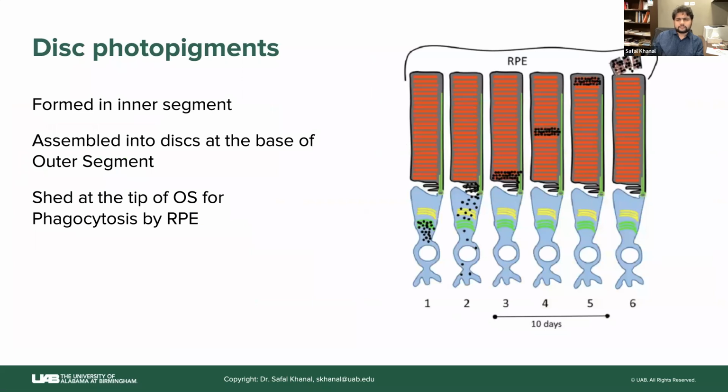Now, when you look at the photopigments and how they evolve over time, these discs are formed in the inner segment, and then they are assembled at the base of the outer segment, and then they move forward and they are finally shed at the tip of the outer segment. Remember that this lies just opposed to the retinal pigment epithelium in connection with the microvilli. So those microvilli help to phagocytose these shed discs at the outer segment tip.